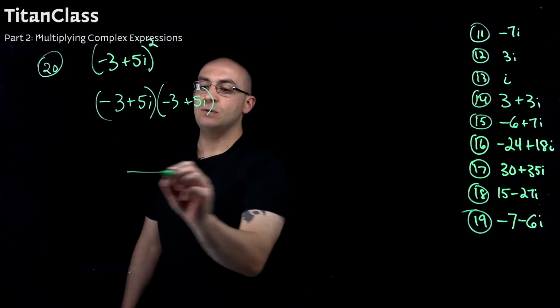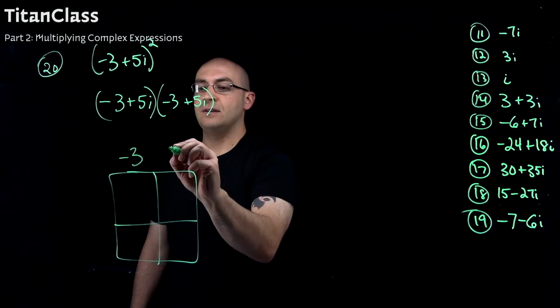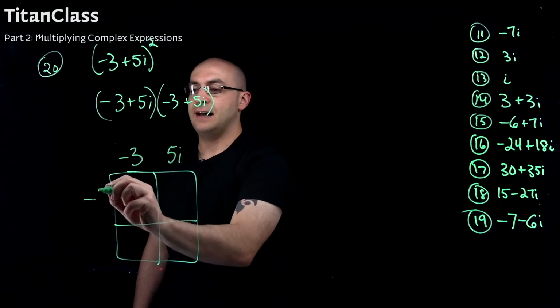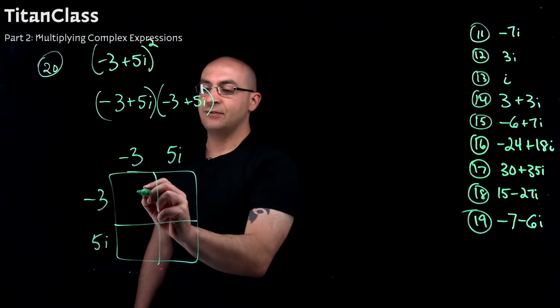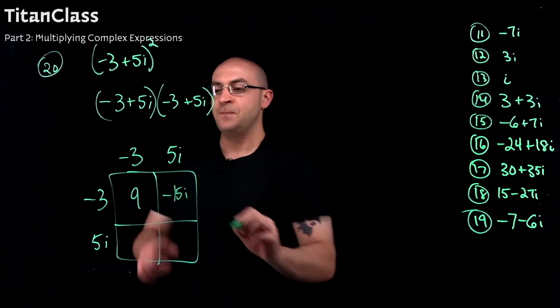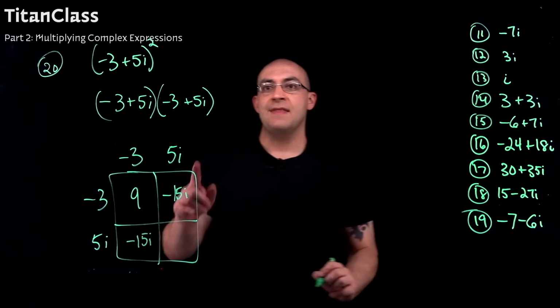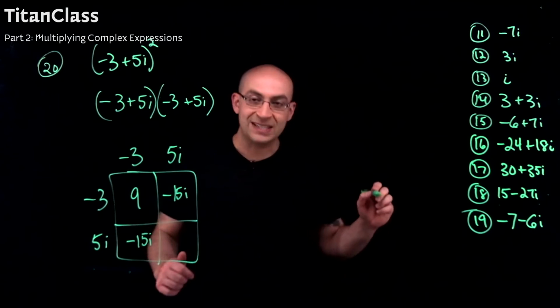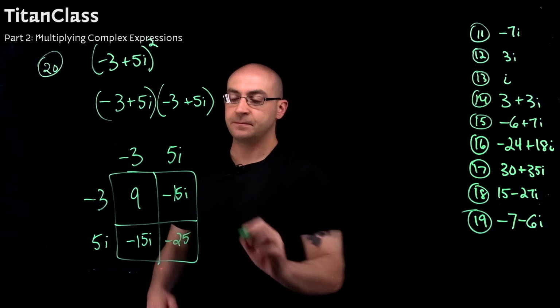Area model this out, right, is going to give me the same process again. Negative 3, 5i, negative 3, and 5i. Negative 3 times negative 3 is 9. Negative 3 times 5i is negative 15i. Negative 3 times 5i is negative 15i again. And then 5i times 5i is 25i squared, or negative 25.